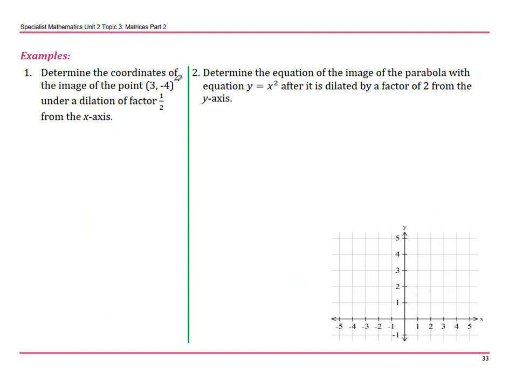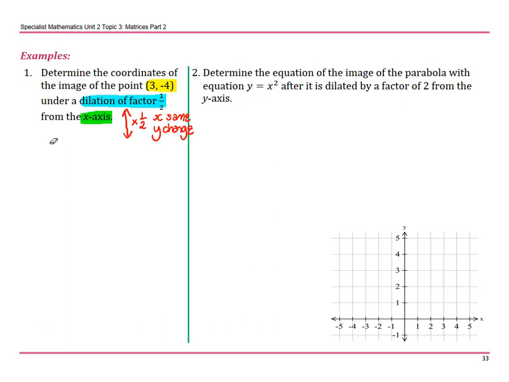So let's look at an example. Determine the coordinates of the image of the point (3, -4) under a dilation of factor a half from the x-axis. So it's from the x-axis, so we've got a vertical stretch or compression. It's being multiplied by a half. So if it's a vertical compression or stretch, in this case it's times by a half, so it's going to be compressed. Our x is going to be the same and our y is going to change.